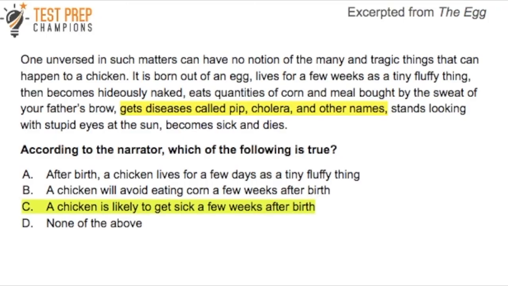Okay, so C is correct. A chicken is likely to get sick a few weeks after birth, and you can see the part of the sentence right there that kind of gives the answer away.